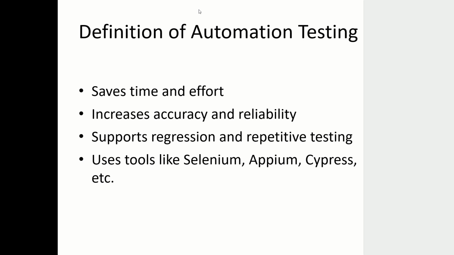Support regression and repetitive testing means we have a regression suite, continuous testing, smoke testing, data driven testing, cross browser testing, and API testing. Those things we will understand in upcoming lectures, but I will explain them within a few points. A regression suite automatically verifies all existing features after every code update.